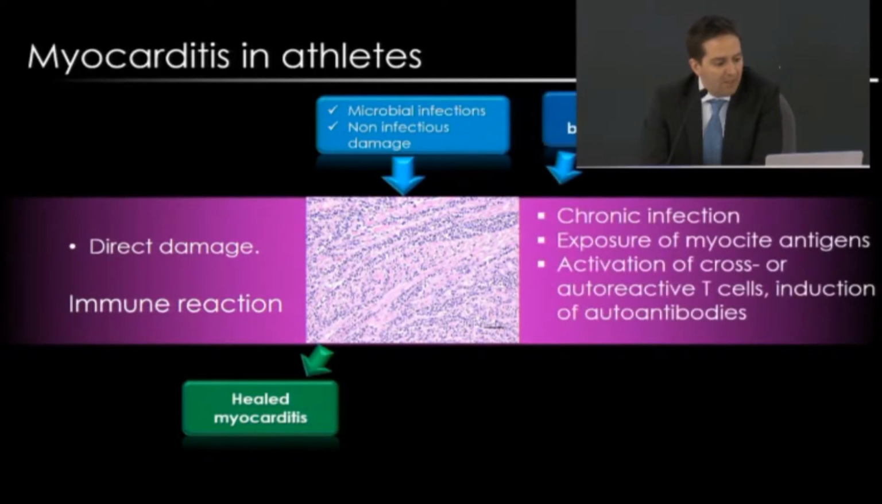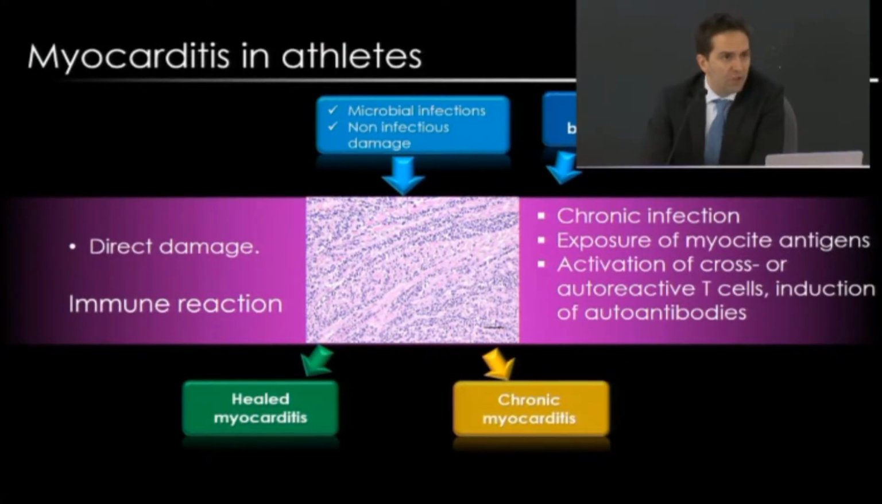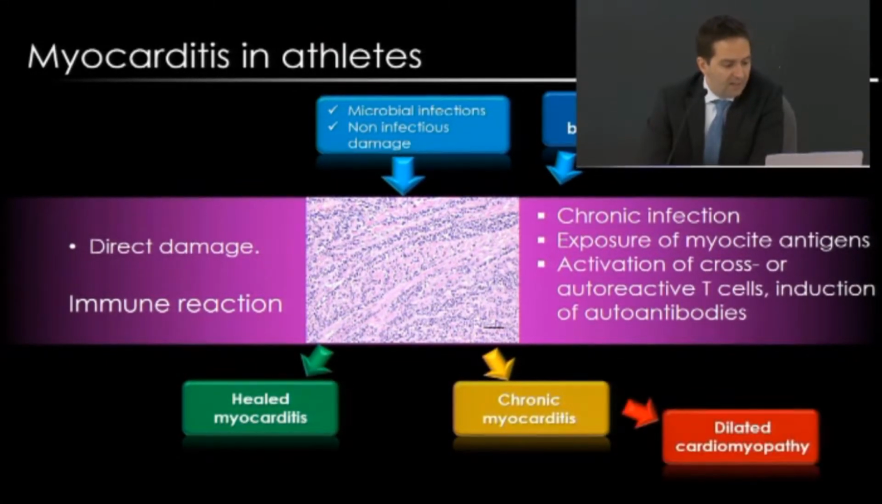But in some other individuals, most frequently when there is a specific genetic background or genetic predisposition, the inflammation can be a little bit different. The infection can become chronic. There can be some exposure of myocyte antigens to the immune system, and this can cause activation of cross-reactive or autoreactive T cells and induction of autoantibodies, causing autoimmunity. And this can cause a chronic infection, called chronic myocarditis, and the evolution can be into dilated cardiomyopathy.